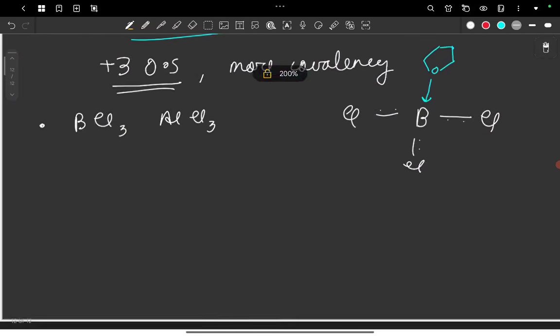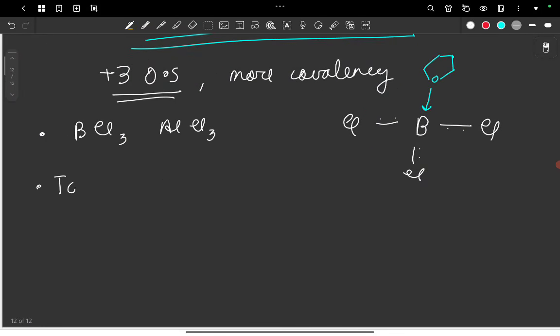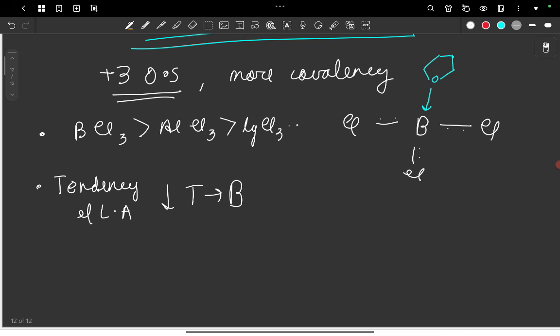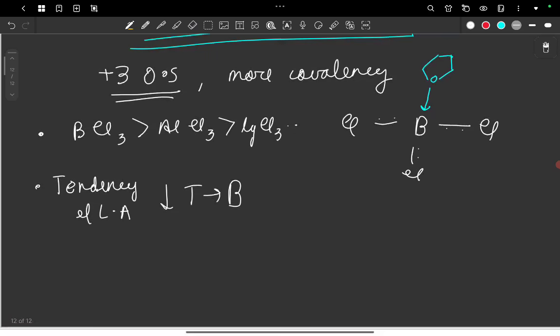Okay, and the tendency to act as a Lewis acid decreases top to bottom. What does this mean? BCl3 will be the best Lewis acid compared to AlCl3, GaCl3, dot dot dot TlCl3. We are not going to go there.